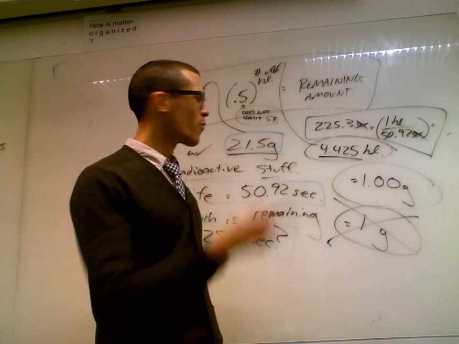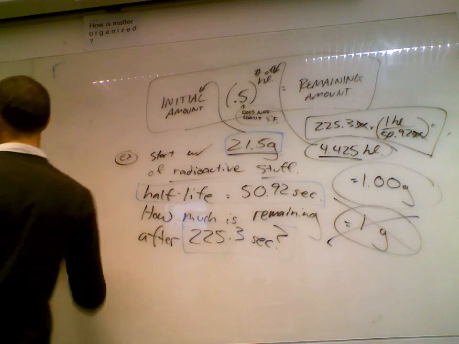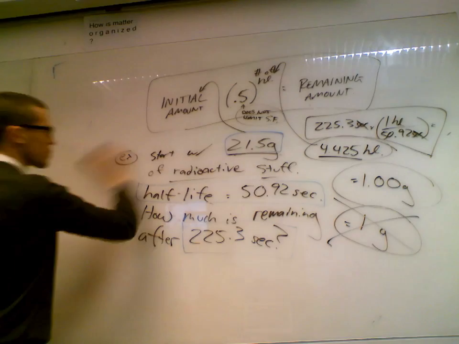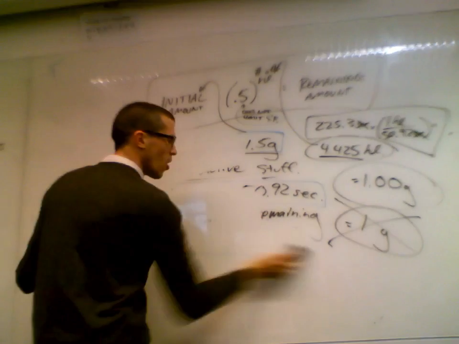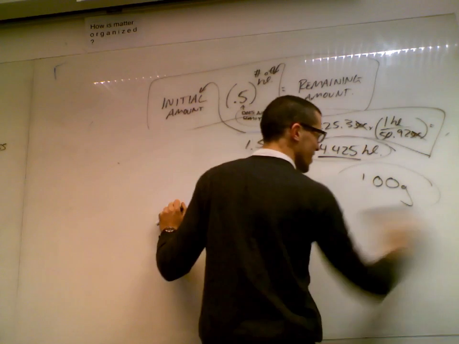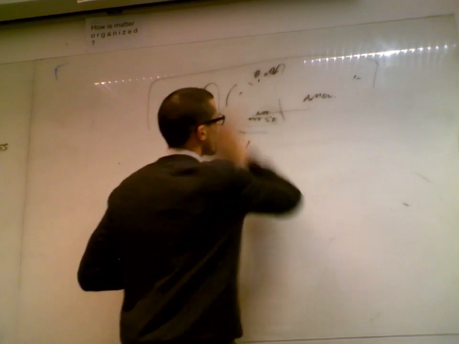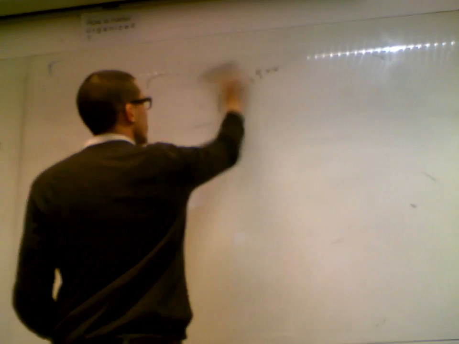Okay, moving on. We're done with half-lives. Let's talk about isotopes and average atomic mass. This stuff is crazy.